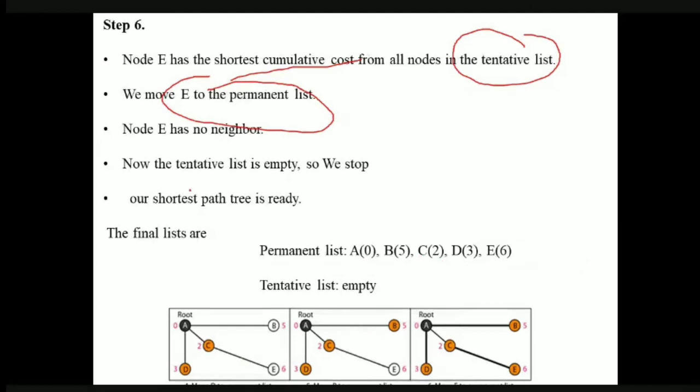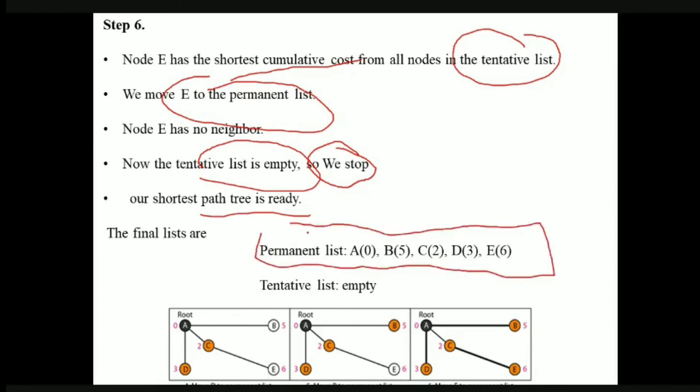Now the tentative list is empty. When the tentative list is empty, we stop our algorithm, and our shortest path tree is ready. So the final permanent list for A is: from A to A, we can go with 0. From A to B, the minimum cost is 5. From A to C, it is 2. From A to D, it is 3. And A to E, it is 6.